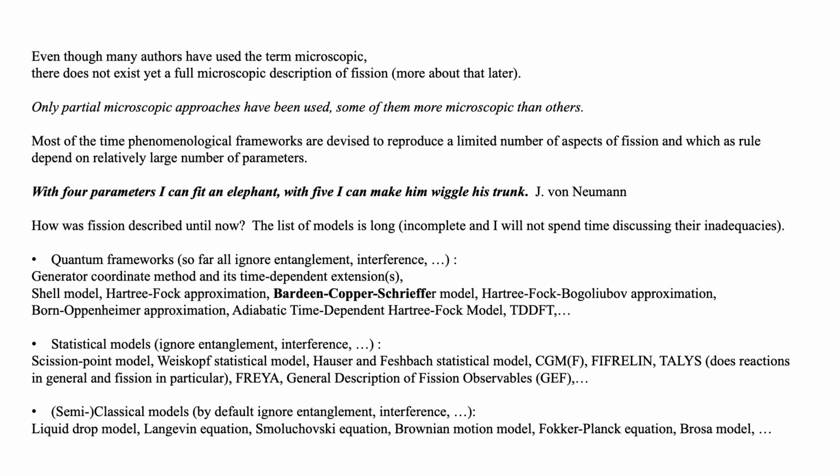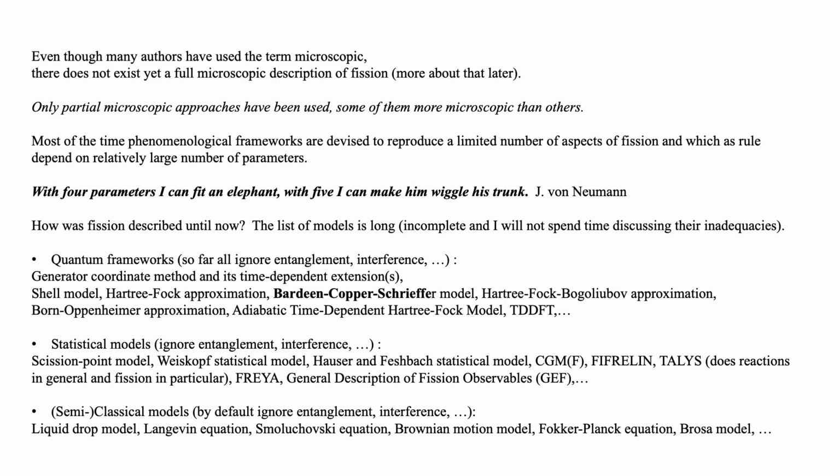Okay, and how was fission described until now? There were quantum frameworks which pretend to be microscopic: the generator coordinate method, the shell model, the Hartree-Fock approximation, Bardeen-Cooper-Schrieffer extended to nuclei, the Hartree-Fock-Bogoliubov approximation, the Born-Oppenheimer approximation. I don't know if you remember, since we're in this place where Oppenheimer was so influential. I think in the late 1920s he went to Germany and wrote a paper, now I forgot, with Sommerfeld, I think, on the Born-Oppenheimer approximation. You have two molecules surrounded by electrons, and the nuclei move extremely slowly, the electrons move very fast, and that was the adiabatic approximation.